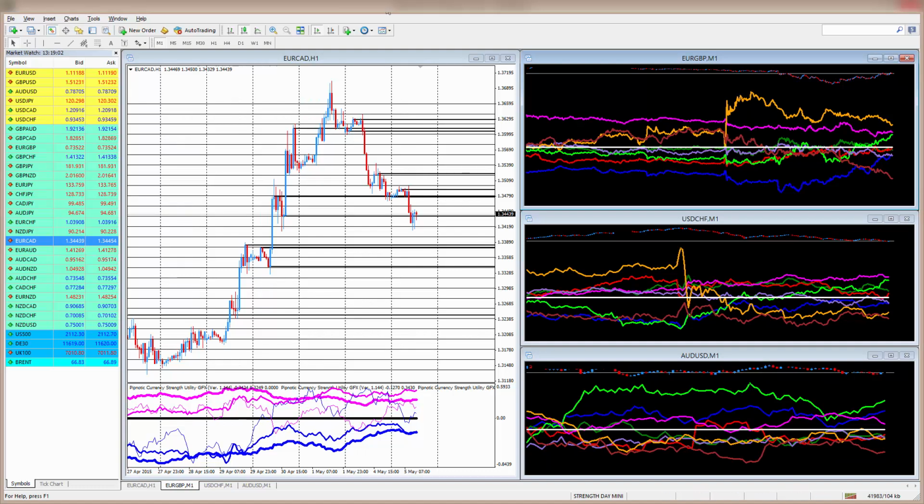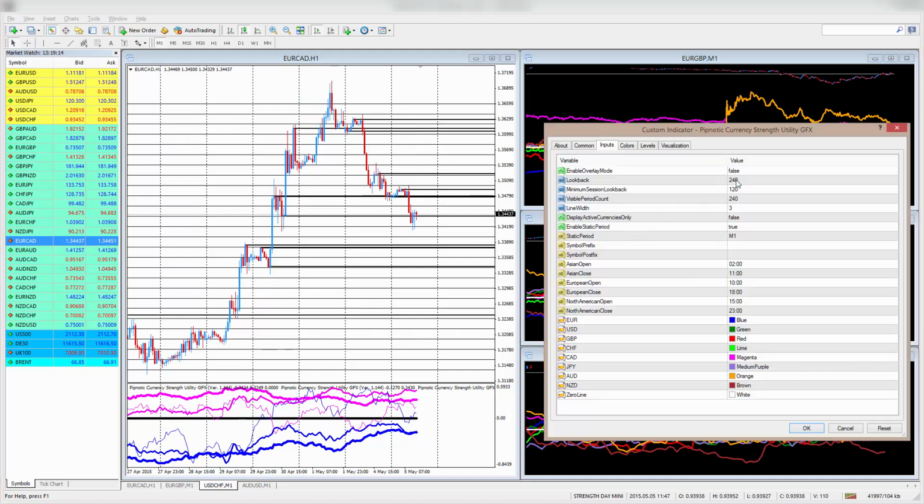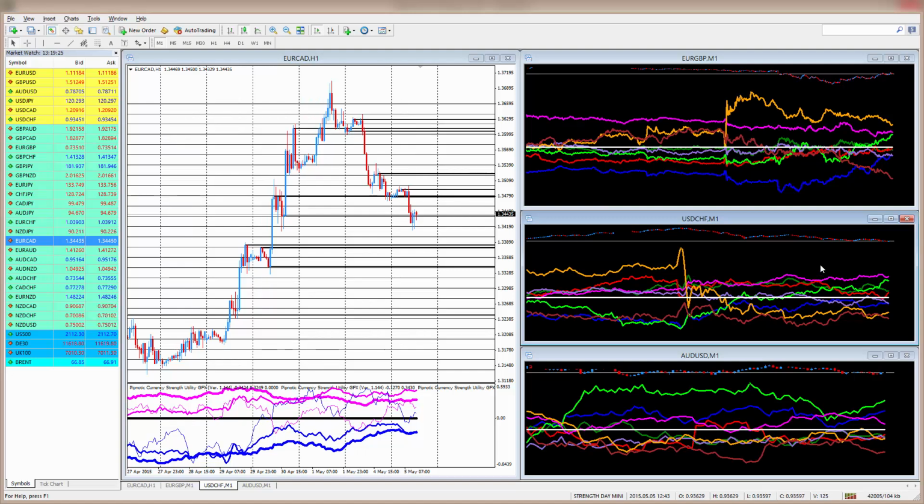And so when you do this, you want to zoom out as far as possible so you can see as much of these lines as possible. In the middle one here, I am using the past 4 hours. And so the look back should be 240, the visible period count should be 240, and then we want enable static period to be true and the static period to be set to M1 again. And this is going to show us the past 4 hours of currency strength.